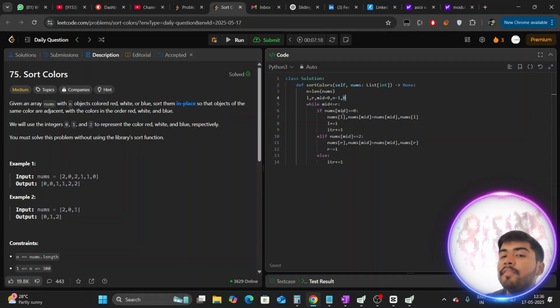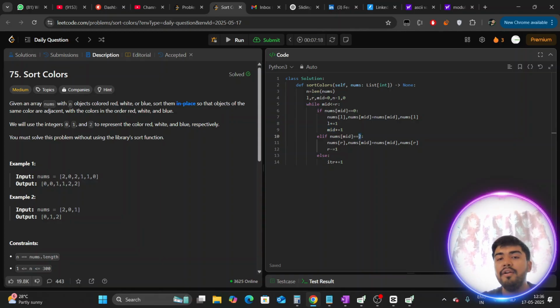If nums of mid is 0, then what do we have to do? We just have to swap L and mid. We have done the swap and we moved L also. L moving means our 0s segment expands. Mid moving means our 1s segment expands. So our 0 segment has expanded, our 1s segment has expanded, so all are sorted. So we are in a very good state.